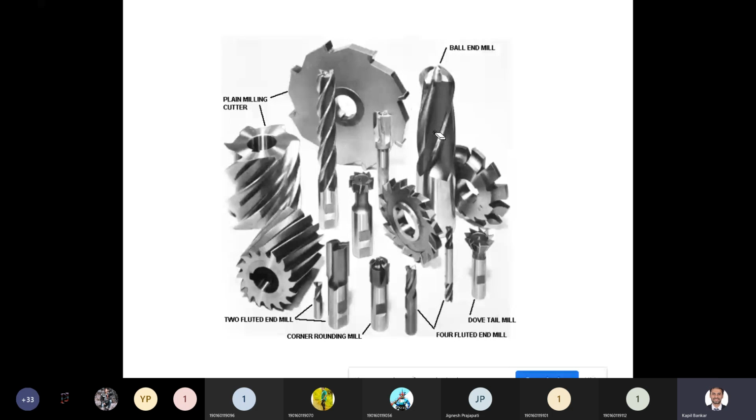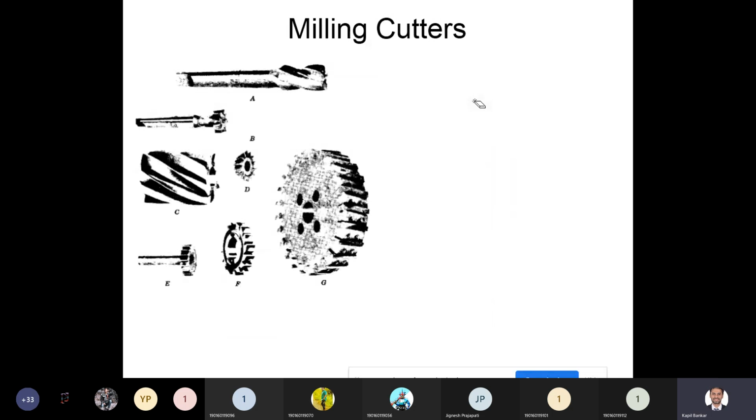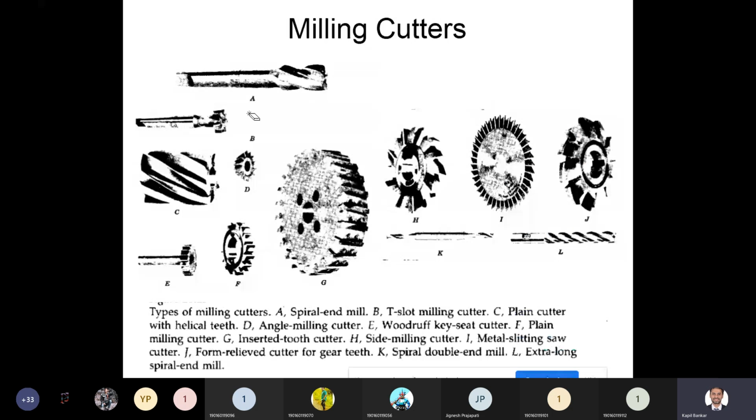This is also an end mill cutter with a ball end. See here there is some curvature shape at the end of the end mill. So it is called ball end mill, and here there is a flat end. So this is a simple end mill, and this is a ball end mill. Now here also more cutter images are there. So number 1A, this one is called spiral end mill. B, this is called T-slot milling cutter.